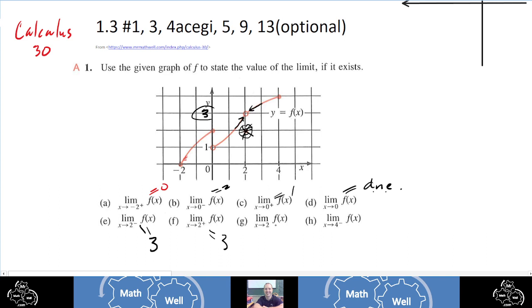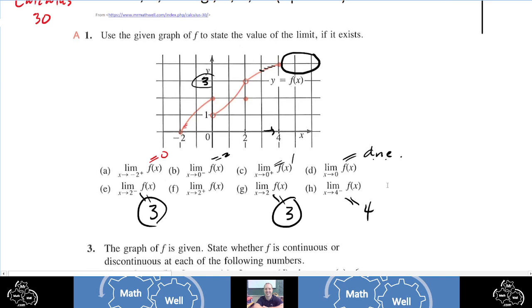And what about the limit of f of x as x approaches 2? Well, because the left-hand limit and the right-hand limit are the same, then this is also 3. And finally, 4 from the left. Yes, there exists values of the function as x approaches 4 from the left. So the limit here is 4. Now, the function's not defined over here, so if this was approaching 4 from the right, we'd have a big problem, right? There is no such thing. So, all right, that's number 1.